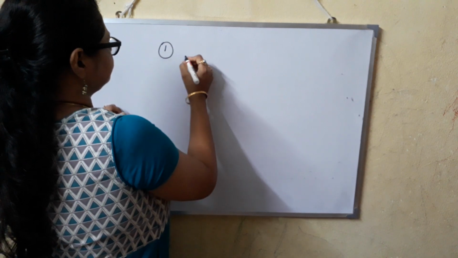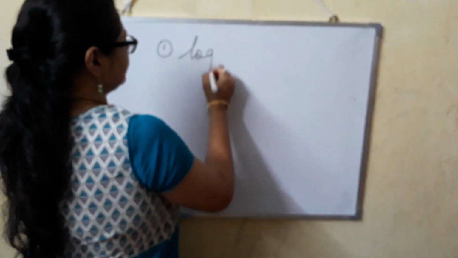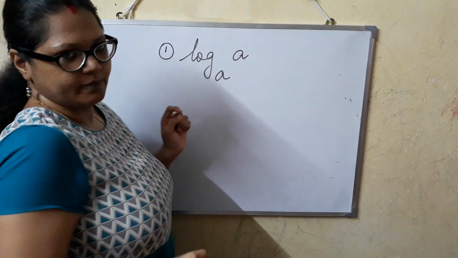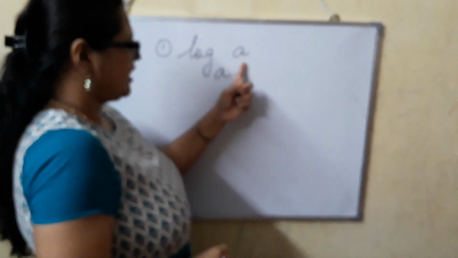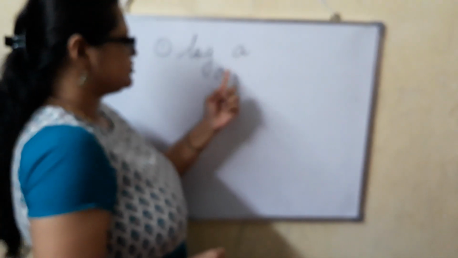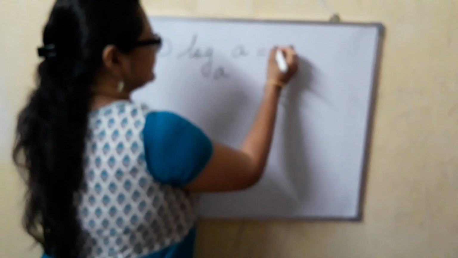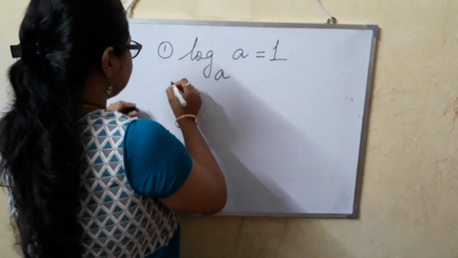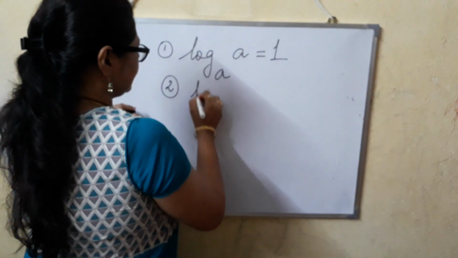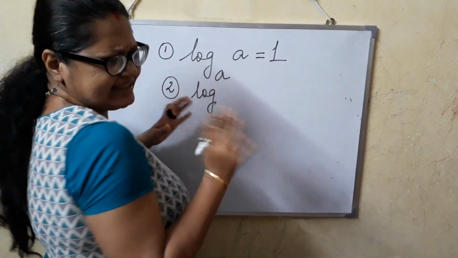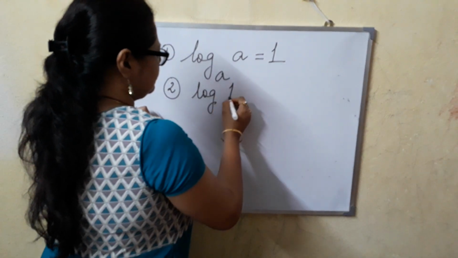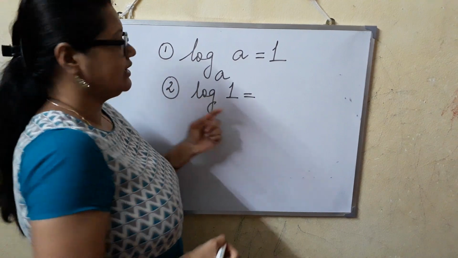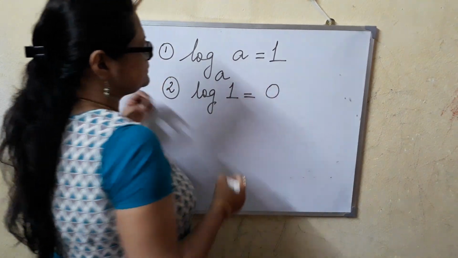First one, if the base and the number on which the log is operated, that means log of a to the base a, that means if these two are equal, then the value of log becomes equal to 1. Next, log base anything, whatever, but if the number on which the log is operated is 1, then the value becomes equal to 0.